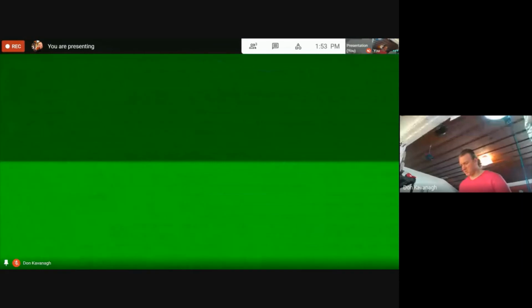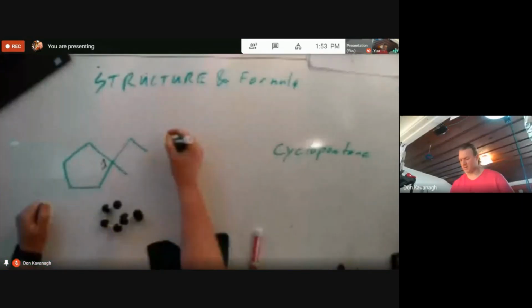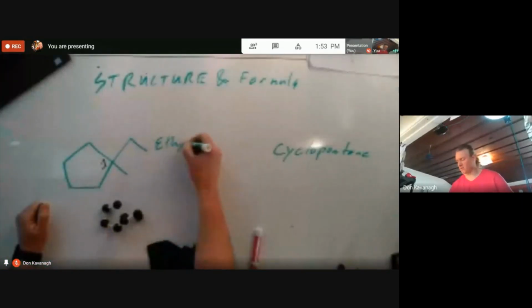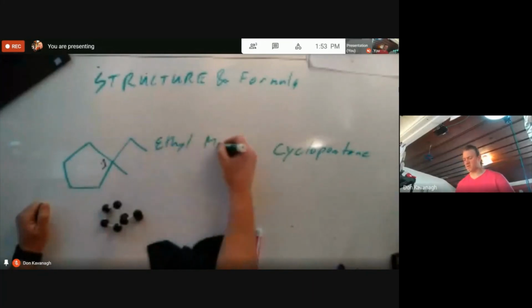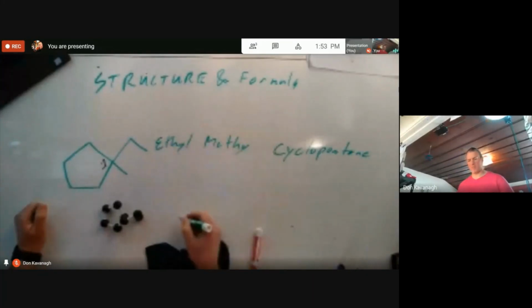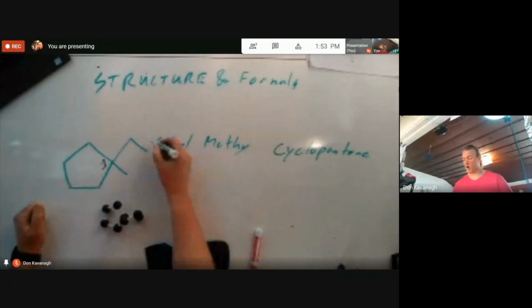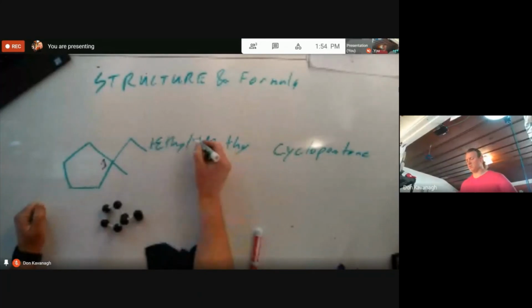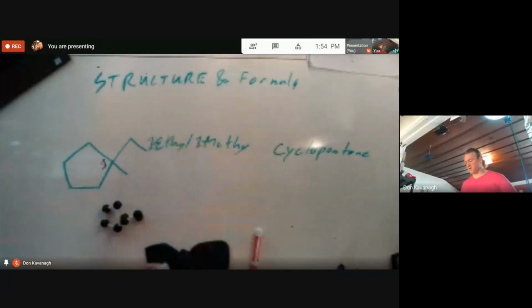We would call this ethylmethylcyclopentane. You could put the 1s in there. It wouldn't be wrong, but you may not see the 1s in there. 1-ethyl, 1-methyl cyclopentane. I hope this helps. Thank you.